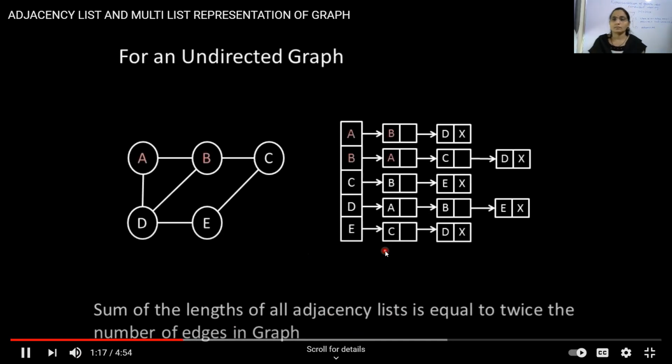Because an edge AB means an edge from node A to B as well as an edge from B to A, because of which it is contained in two adjacency lists. Adjacency lists can also be modified to store weighted graphs. We can see how weights on edges are stored in an adjacency list.